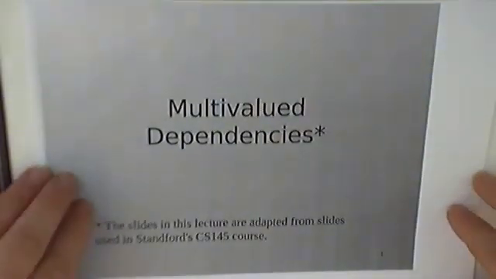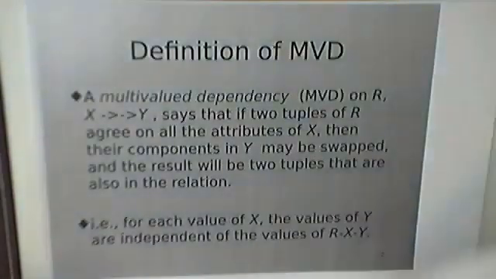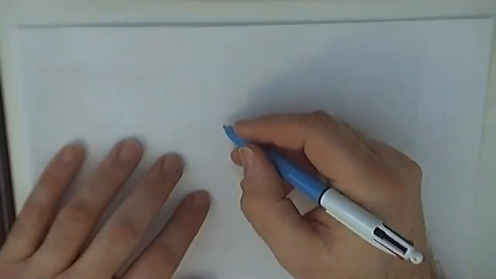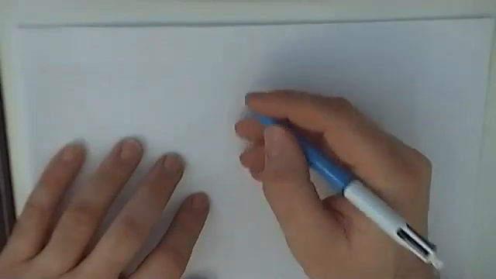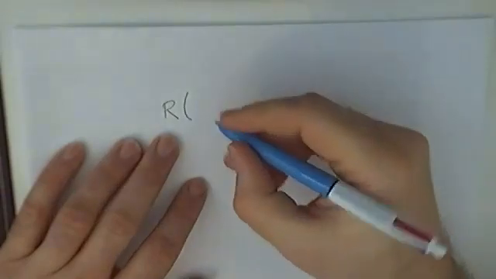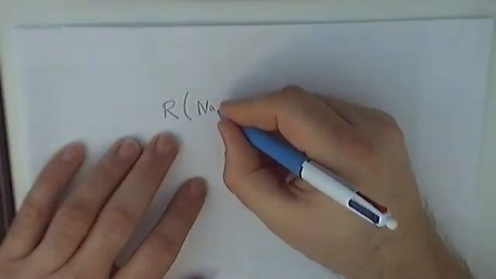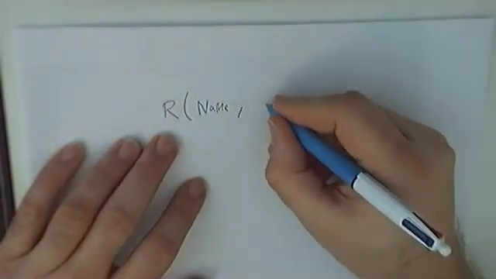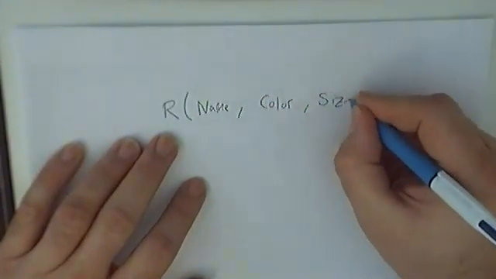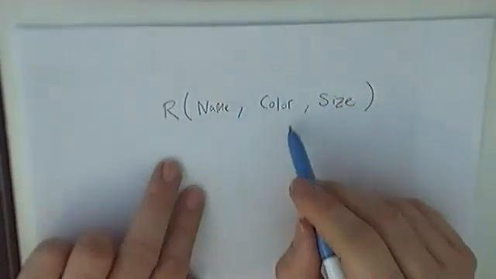All right, so multi-value dependencies. The best thing to do here is to look at the following example. Let's keep it really simple. Let's say we have R, and R has a name, a color, and a size. Name, color, and size.